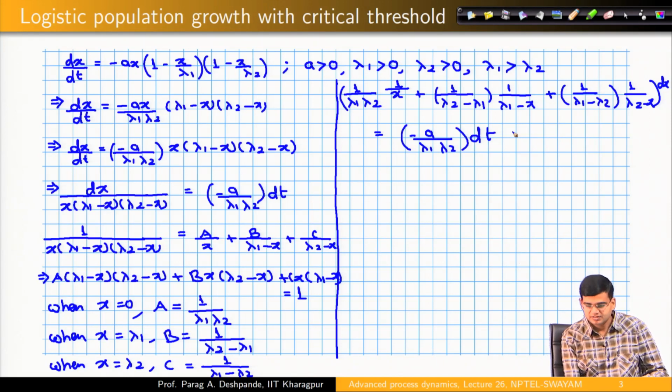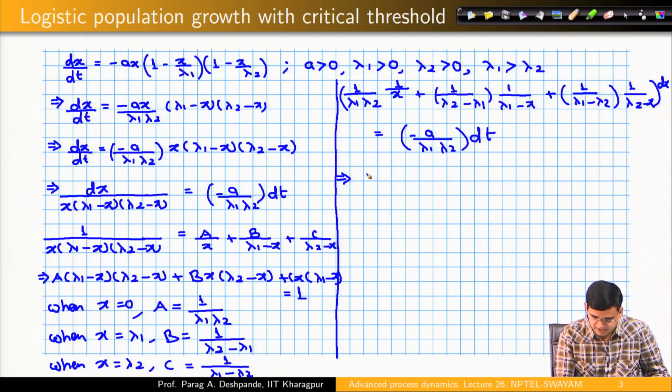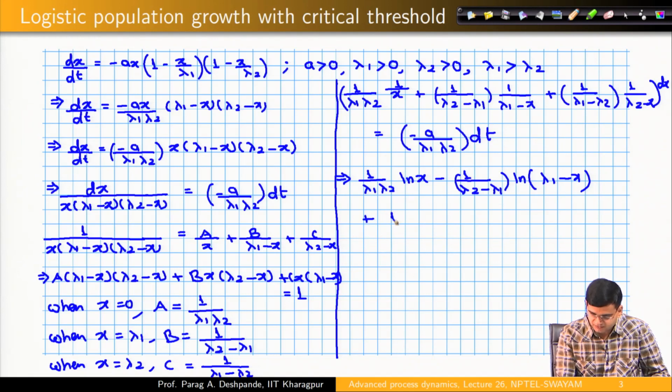Now, since I have simplified this equation using partial fractions, I can do the further step as 1 upon lambda 1 lambda 2 ln x, minus 1 upon lambda 2 minus lambda 1 ln of lambda 1 minus x, plus, in fact minus, 1 upon lambda 1 minus lambda 2 times ln of lambda 2 minus x, is equal to minus a t upon lambda 1 lambda 2 plus an integration constant.